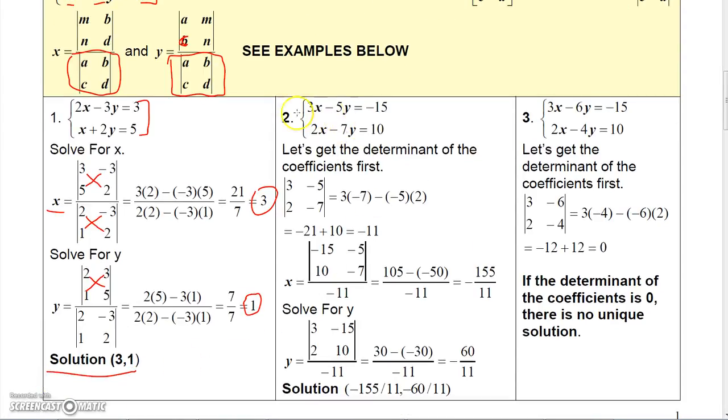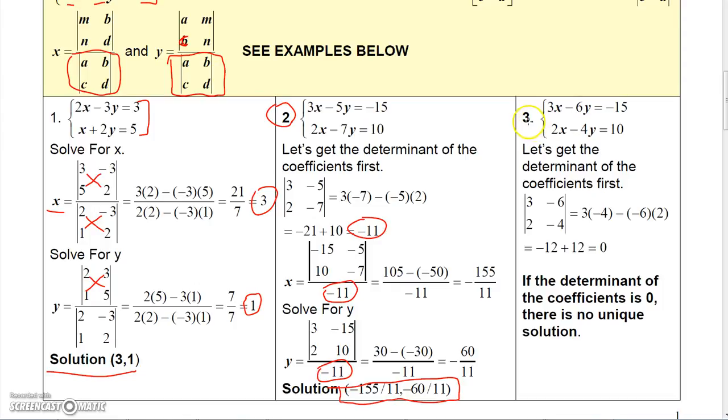Now, go ahead and pause the video and work through number 2 and see if you can get the answers I got down here, negative 155 over 11 and negative 60 over 11, working it just like I did number 1. Now you will notice on number 2, I calculated the determinant of the coefficients first because there was no reason for me to have to calculate that twice since it occurs in both the x denominator and the y denominator.